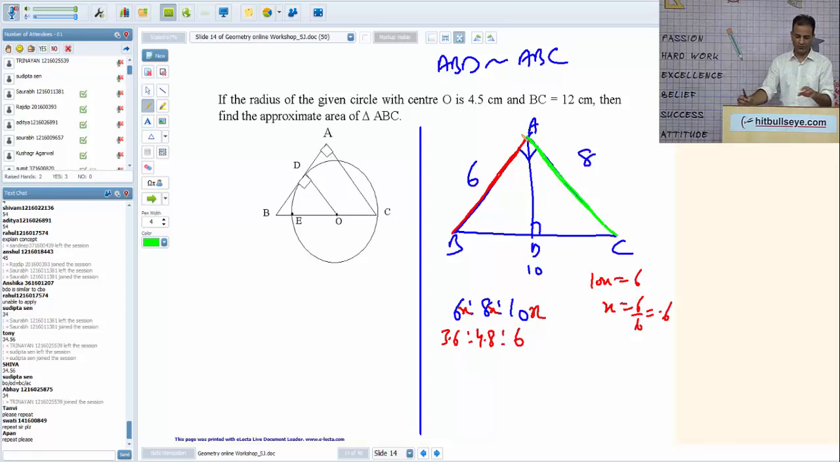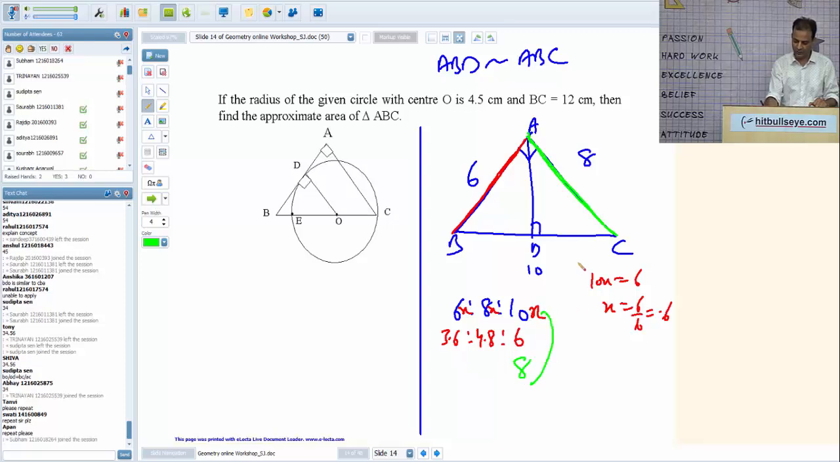Tanvi, I am telling you, same thing I am repeating. For this triangle ADC, AC will be the hypotenuse. I'll write this 8 against this hypotenuse. So now in this case 10x equal to 8, friends. So x will be 8 by 10, which will be 0.8.